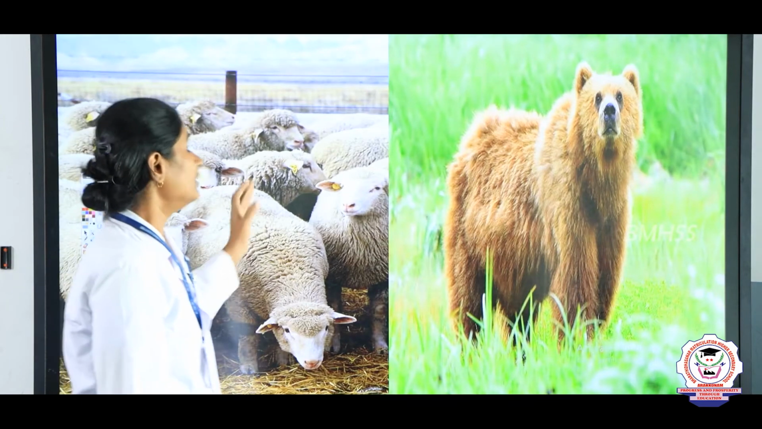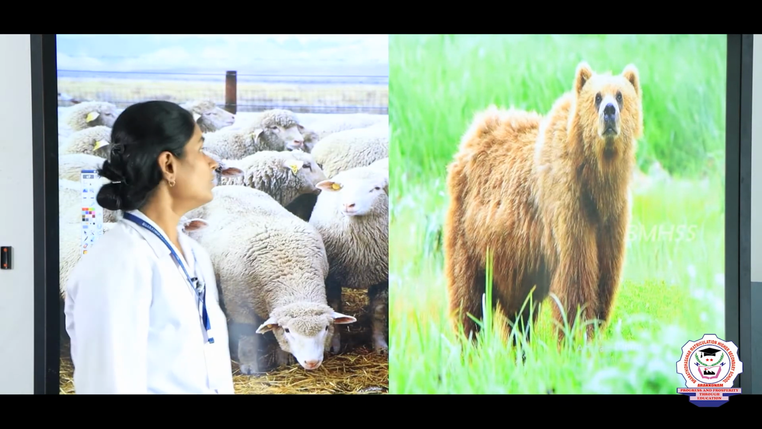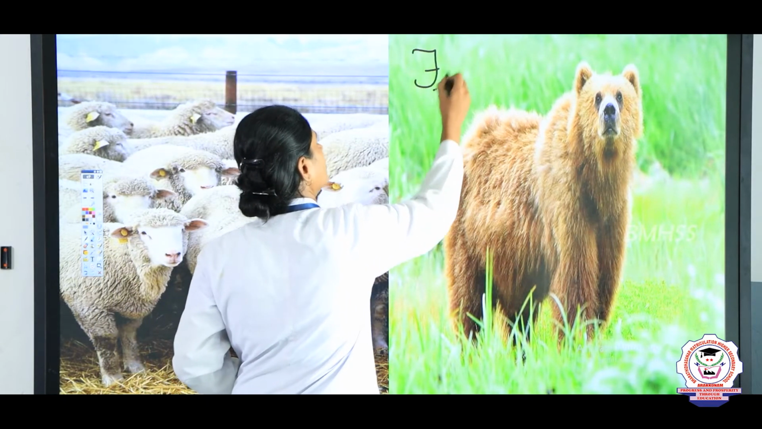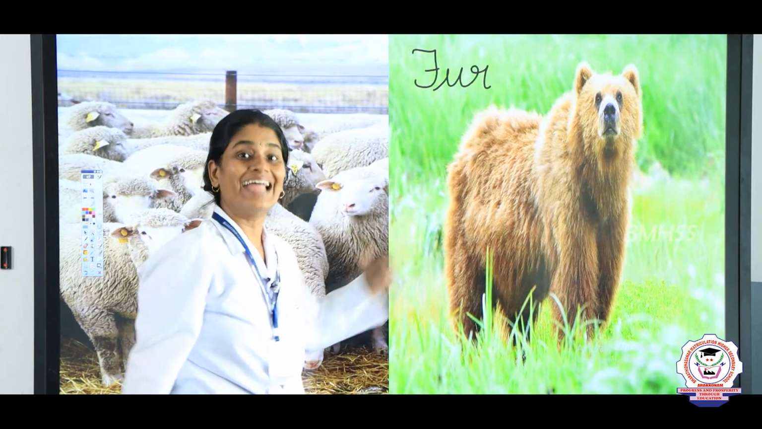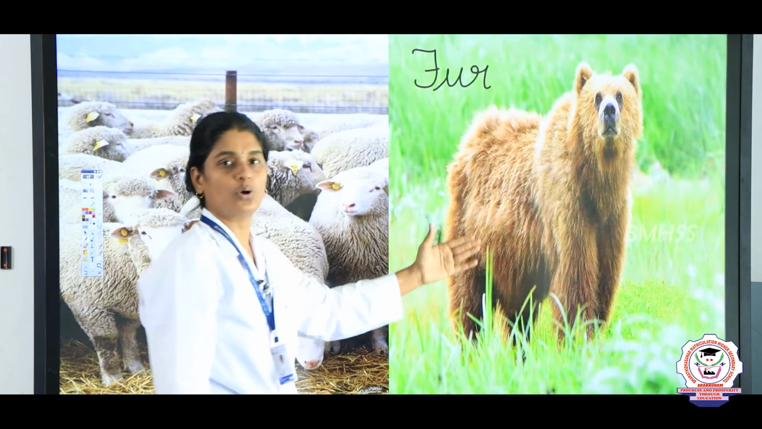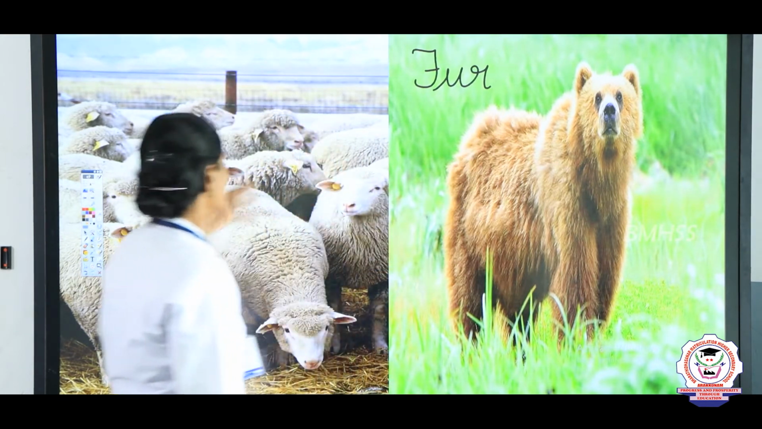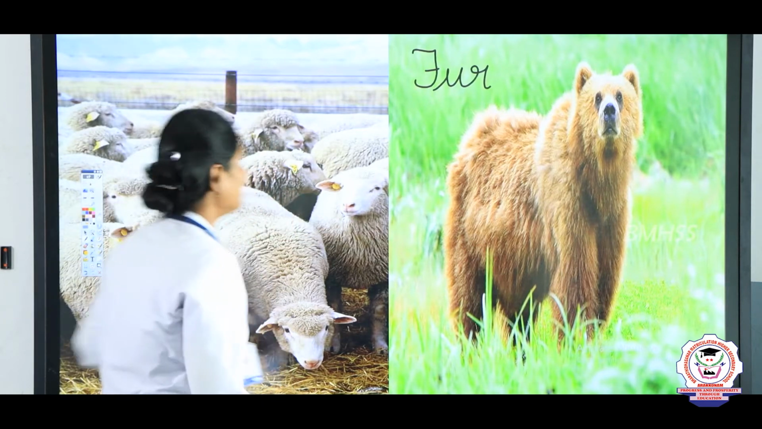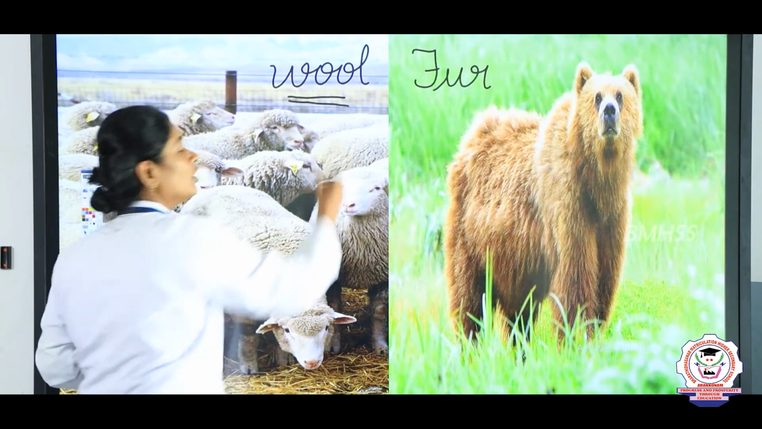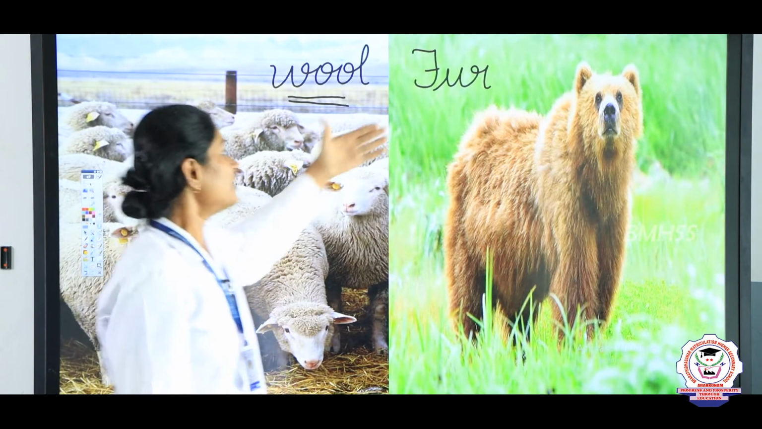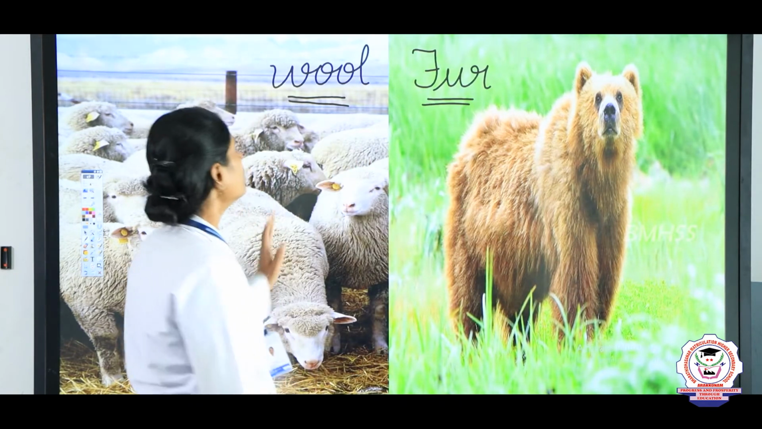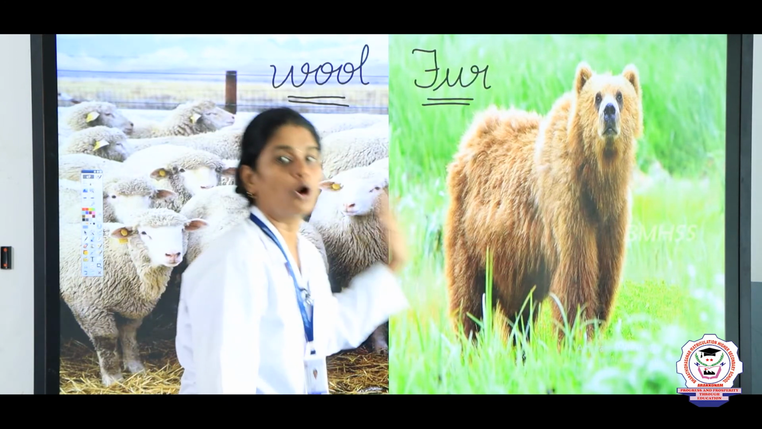Now let us see the next one. Fur: we can see fur on the bodies of bears and tigers. Tiger and bear have a body covering called fur, right. Sheep and goat have a body covering called wool. So wool is the body covering of sheep and goat, fur is the body covering of bear and tiger, right. These are the body coverings of those animals.